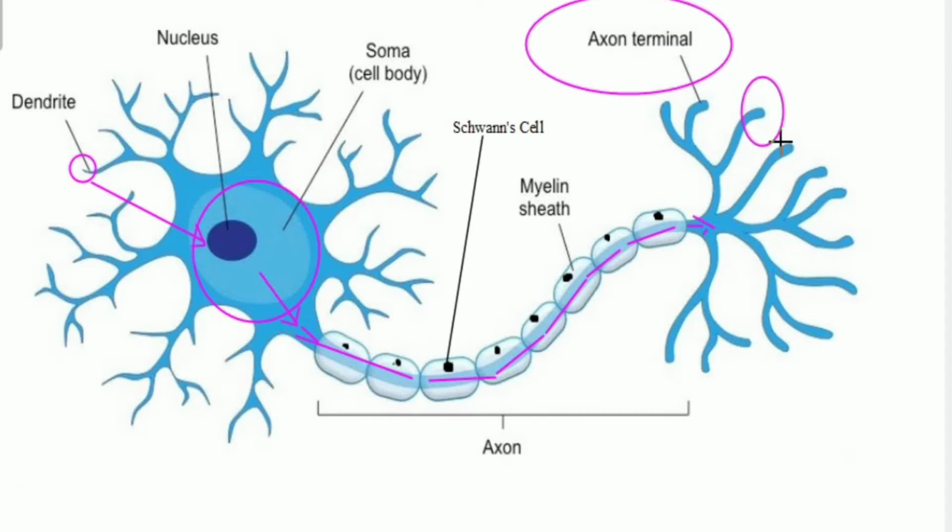So the message moves away from the cell body and toward the end. This is a question that will be asked in the examination: what is the function of the axon?